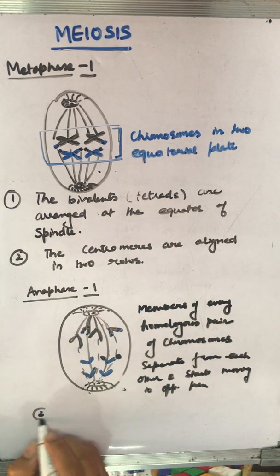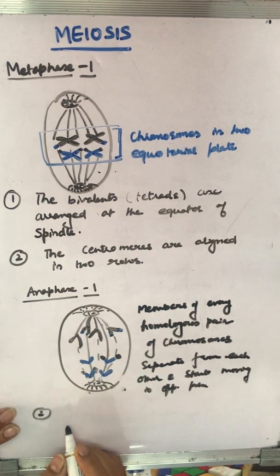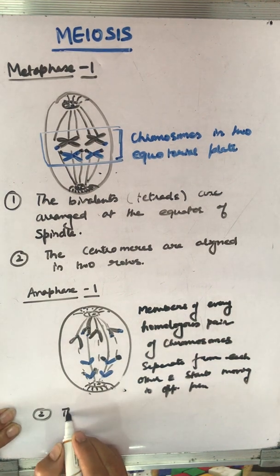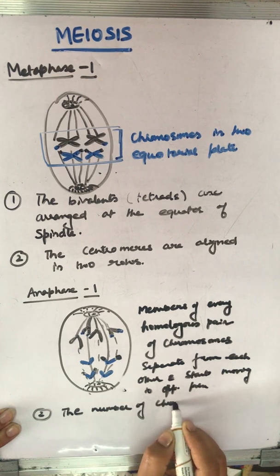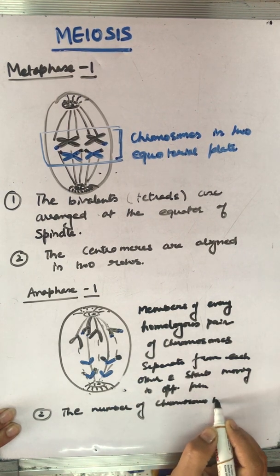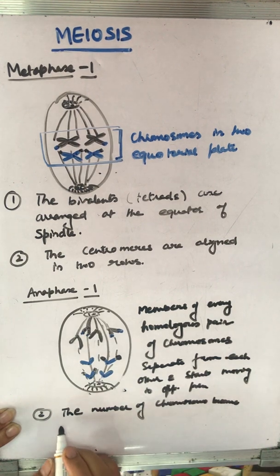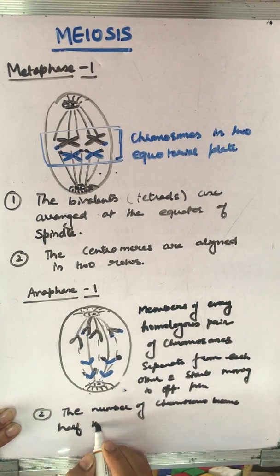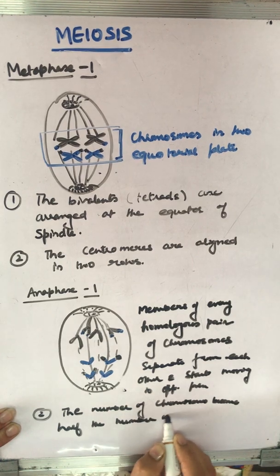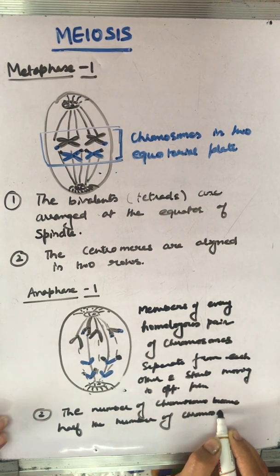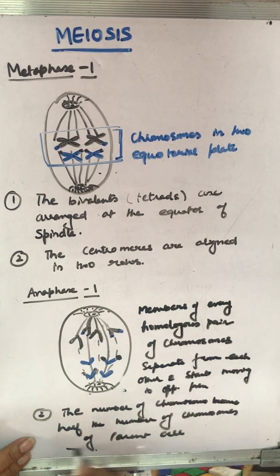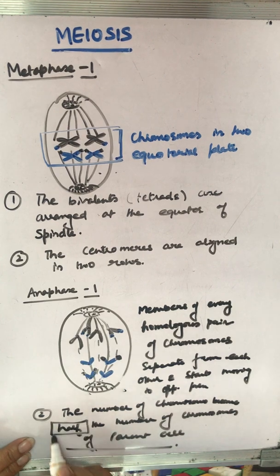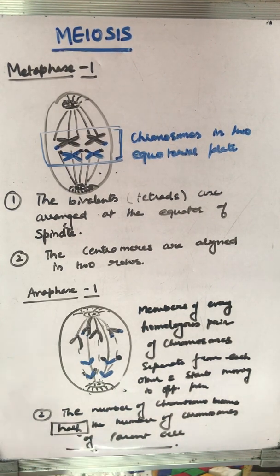Number 2. The important key feature here is the number of chromosomes become half the number of chromosomes of the parent cell. Clear? Here occurs the reductional division. Then we say telophase 1.